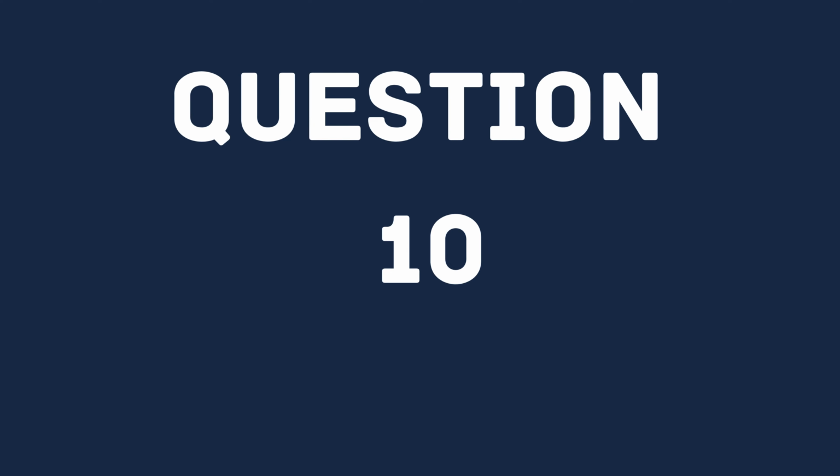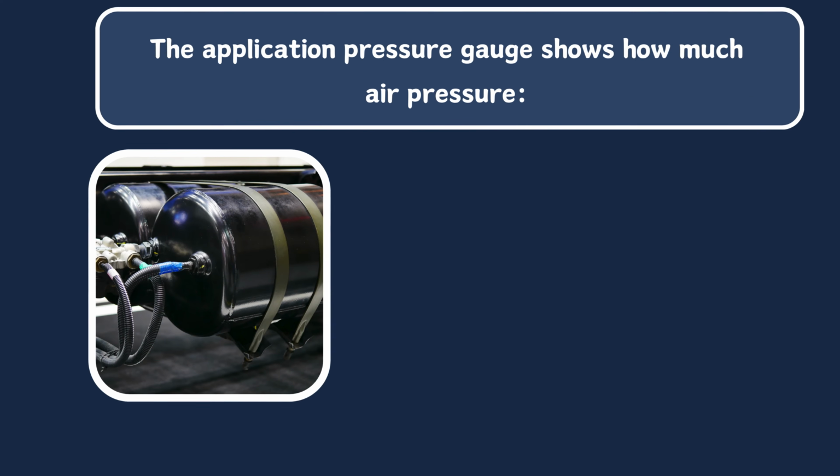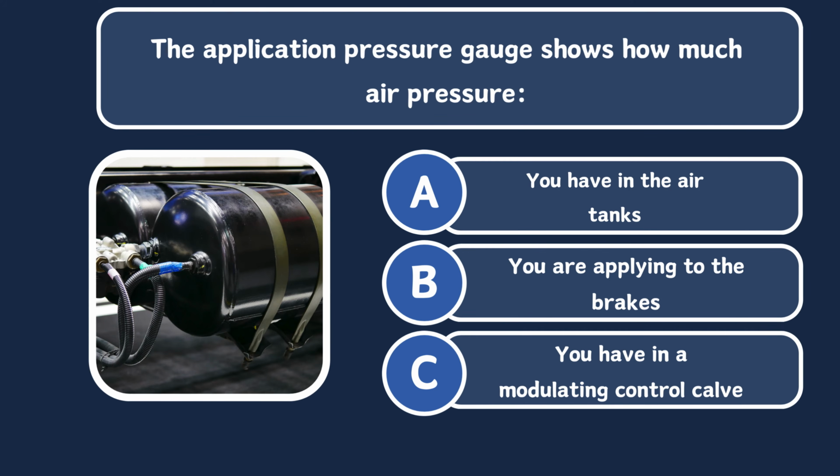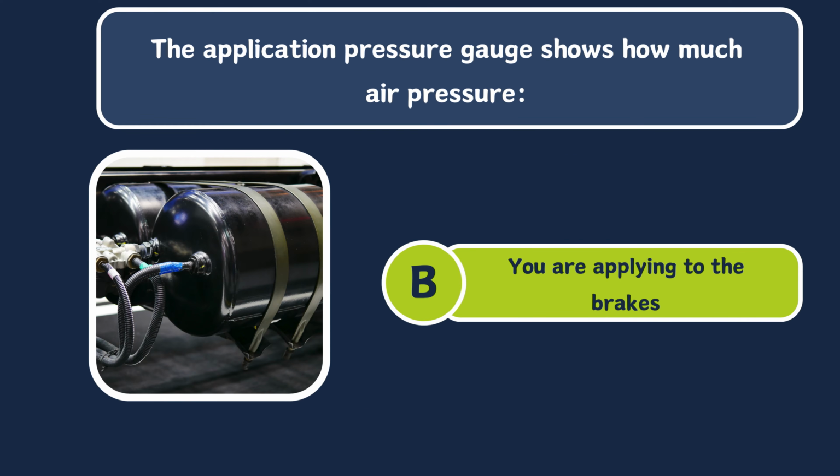Question 10. The application pressure gauge shows how much air pressure A. you have in the air tanks. B. you are applying to the brakes. C. you have in a modulating control cavity. Correct answer is B. you are applying to the brakes.